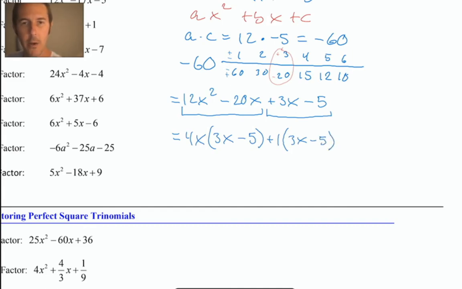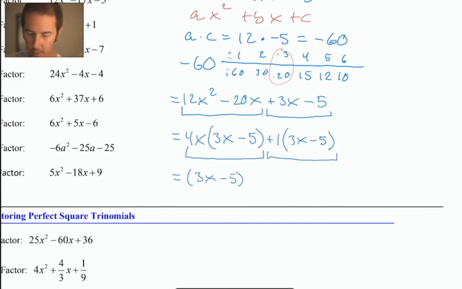What I've created now is 2 terms. Previously I had 4 terms. Up here I've got 4 terms. Now here I've only got 2 terms. Here's the first term, and here's the second term. And those 2 terms both contain a common factor. Visually, you can see it. It's the stuff in parentheses. That's the GCF. So I'm going to factor out my GCF.